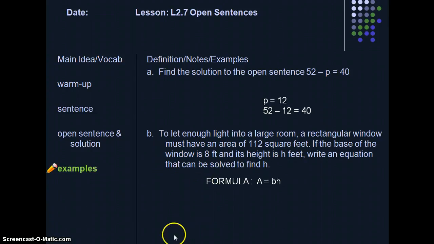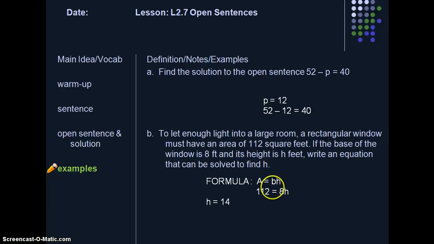Again, from last time, from last year, from the year before, we have a formula for the area of a rectangle. Area equals base times height. If I substitute in what I know, that the area is 112 and that the base is 8, I can now look to see what would the height have to be to make this true. I think h equals 14.